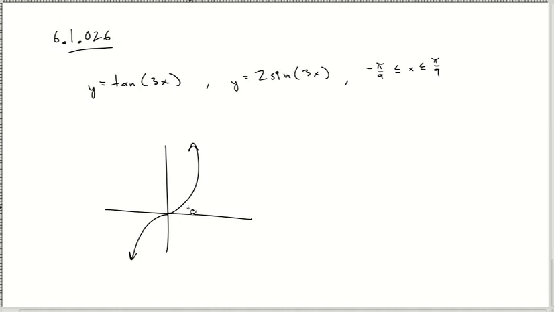The sine basically starts at 0, so it's going to do this kind of curve. And it just so happens that negative pi over 9 and positive pi over 9 are at the intersections right here, at the first intersections. So they want that area there.